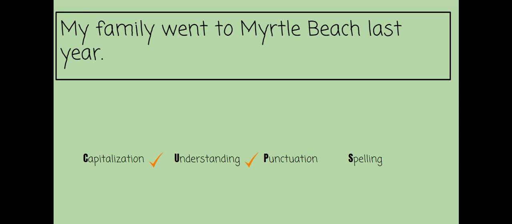Punctuation. Do I have an ending mark to my sentence? And is it the correct ending mark? Because if I was asking a question, I wouldn't have a period. So I'm going to read my sentence again. My family went to Myrtle Beach last year. I have a period. I'm not asking a question, so it doesn't need a question mark. So punctuation is correct. Spelling. My family went to Myrtle Beach last year. Everything's spelled correctly. I have capital letters where they need to be, even Myrtle Beach, because it's the name of a place, is capitalized. You understand my sentence, punctuation is correct, spelling is correct. So that sentence matches it all.